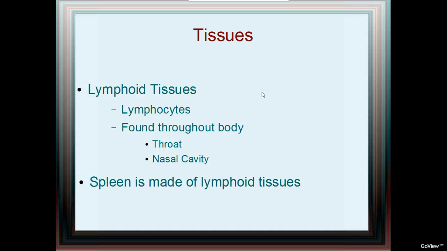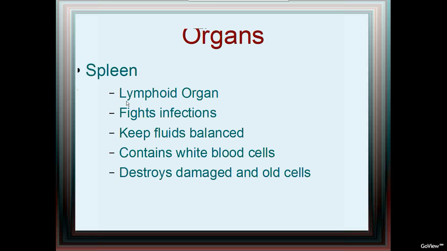And going on to organs, the spleen is actually made up of mainly lymphoid tissues. Brings us to the last component, which are organs, and really one of the main organs found within the body whose main job is within the immune system is the spleen.